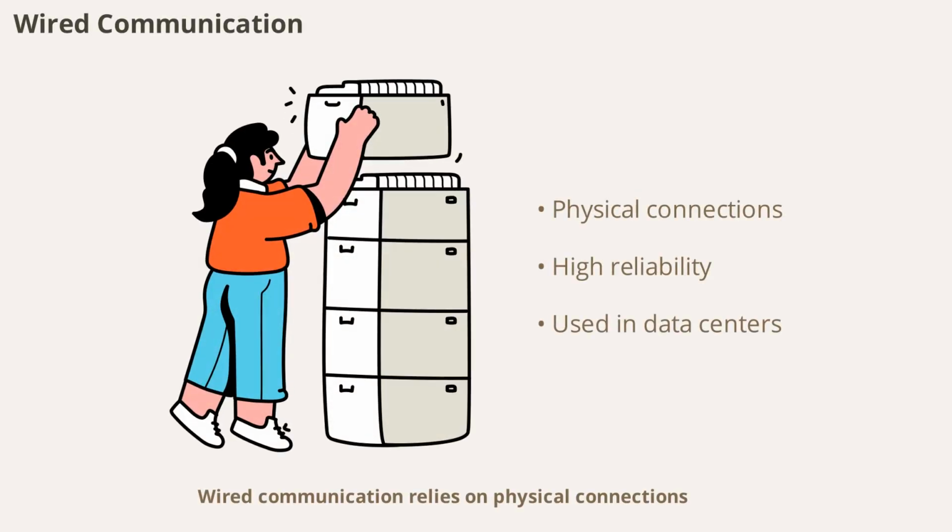Wired communication relies on physical connections, such as copper cables and optical fibers, to transmit signals. These systems offer high reliability, security, and speed, making them ideal for critical applications like internet backbones and data centers. Wired communication remains a cornerstone of global connectivity.